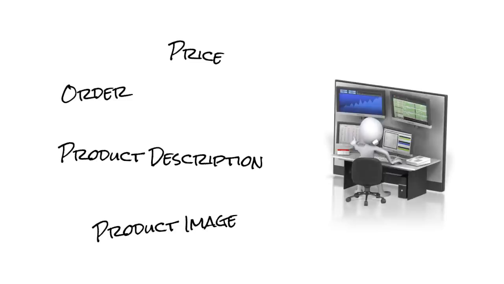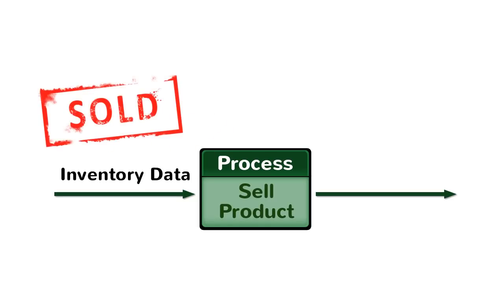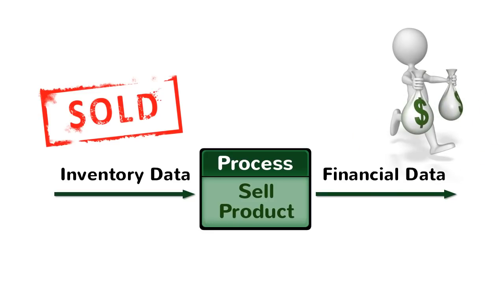Business data is any information that an organization needs to operate. Every business process within an organization consumes data and creates new data. For instance, the process sell product consumes inventory data, you have fewer items in stock, and adds financial data, you have more money in your register.